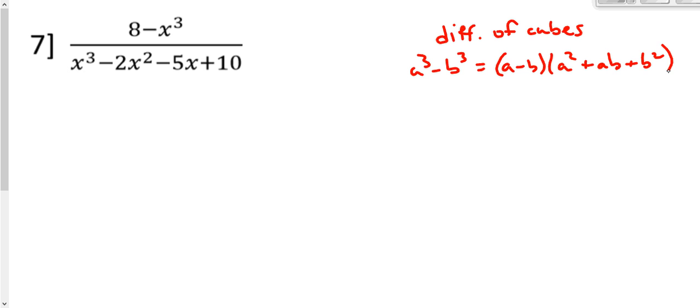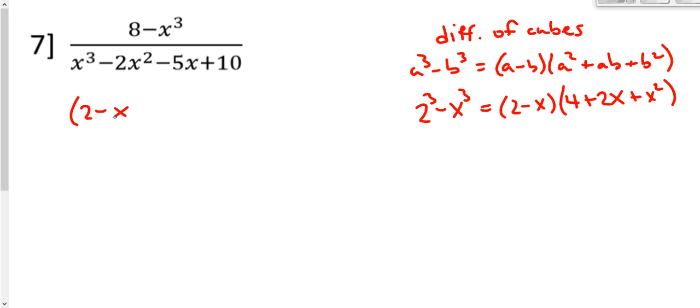I know you memorized that once upon a time, way back in a previous chapter, and it's going to pop up again every once in a while, that and the sum of cubes. So let's factor 8 minus x cubed. 8 is 2 cubed, so 2 cubed minus x cubed would be 2 minus x times 2 squared, 4, plus 2 times x plus x squared. So that's our numerator, 2 minus x times 4 plus 2x plus x squared.